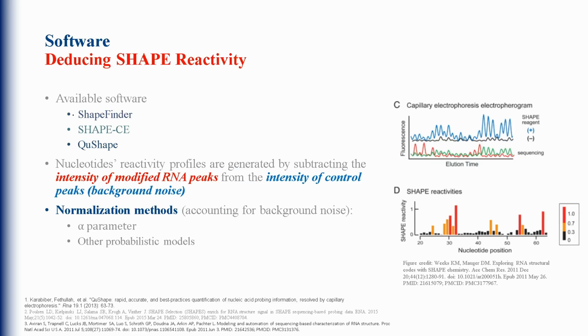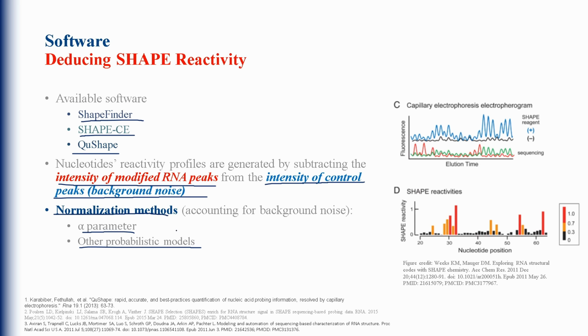There are various available softwares that can be used to perform SHAPE, and those include ShapeFinder, ShapeCE, and QShape. Now, nucleotide reactivity profiles are generated by subtracting the intensity of modified RNA peaks from the intensity of the control peaks, or the background noise. Remember, we mentioned the natural pausing points of reverse transcriptase and sites of RNA degradation. And there are various normalization methods utilized in these softwares, like the alpha parameter and other probabilistic models.